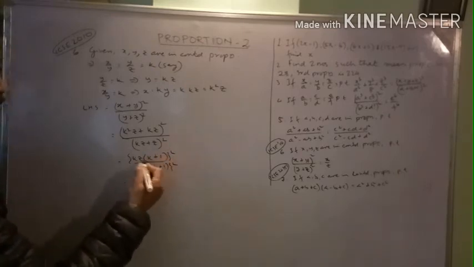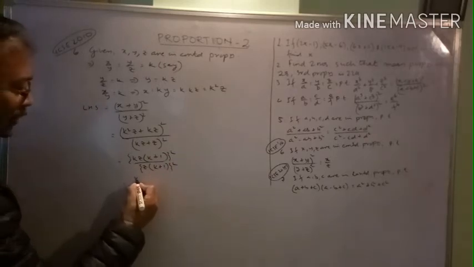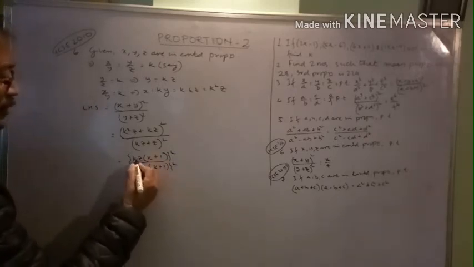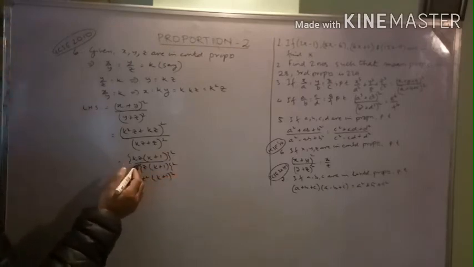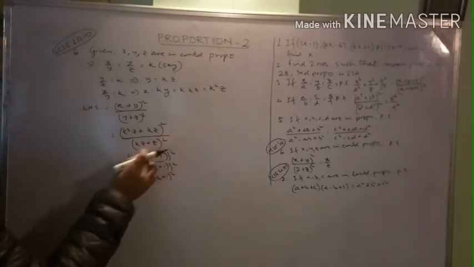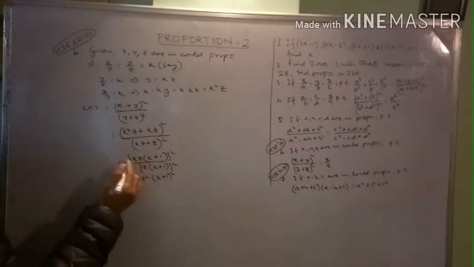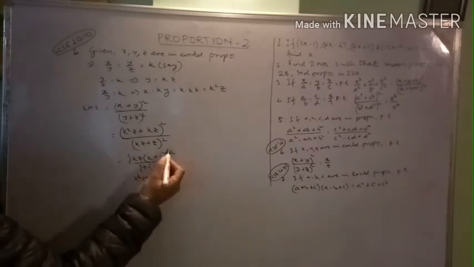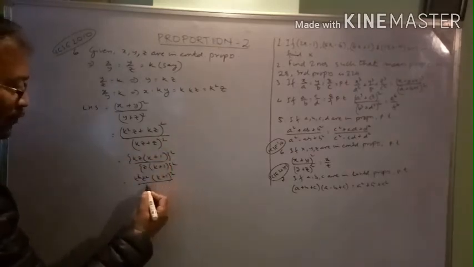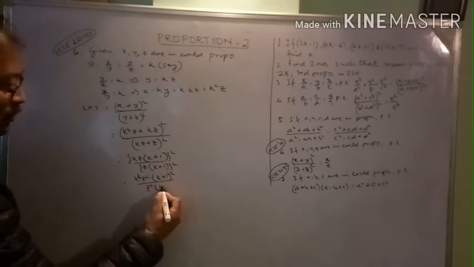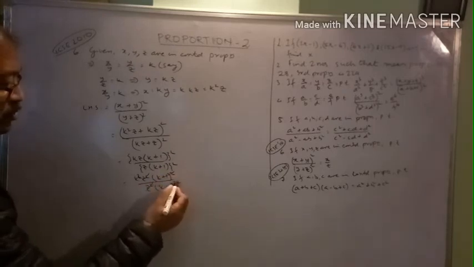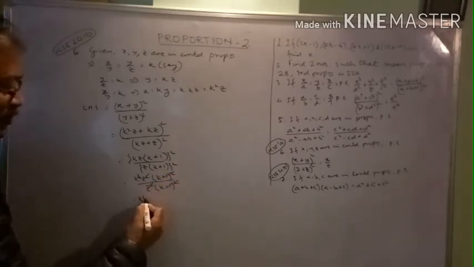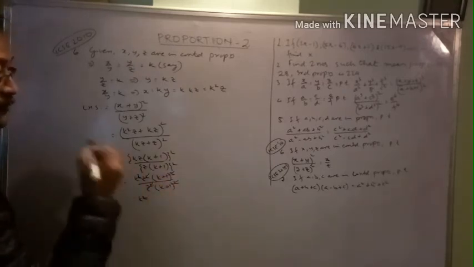If you separate the power, you get k square z square into k plus 1 whole square, because when a product is raised to a power, each factor will be raised to the same power. So k square z square k plus 1 whole square. Here also the same process, z square into k plus 1 whole square. So z square cancelled, k plus 1 whole square also cancelled, so eventually only k square is left.